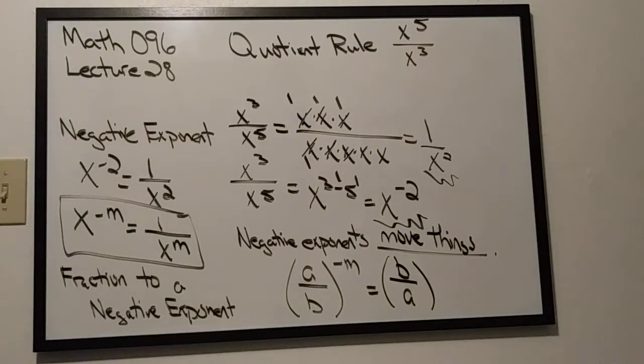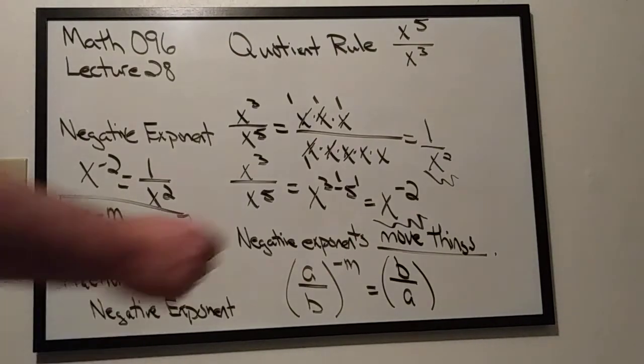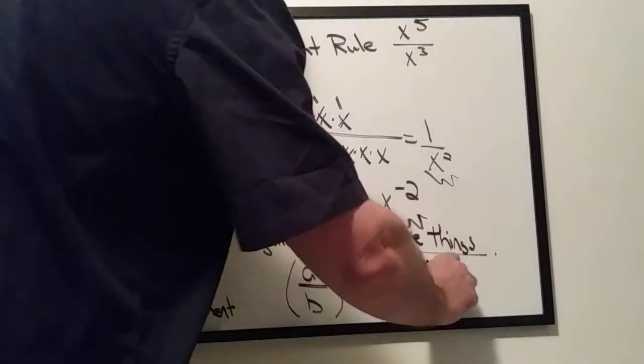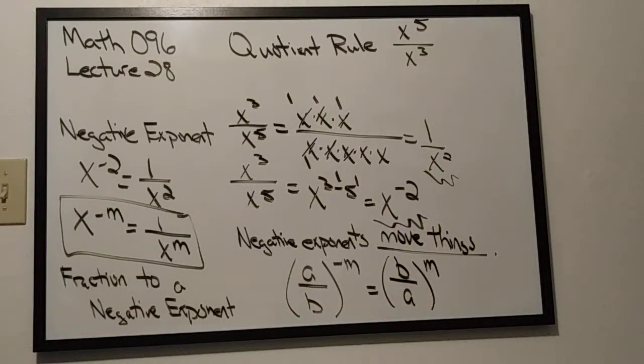Now at this point, the negative has done its job. So it's out of the problem now, and we're simply going to have a positive m power. So that's our final rule. a divided by b to the negative m power is exactly the same as b divided by a to the positive m power.